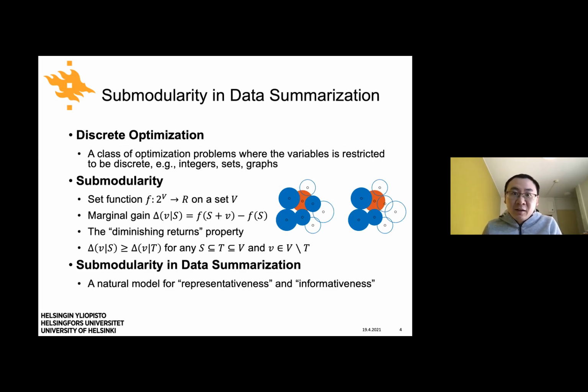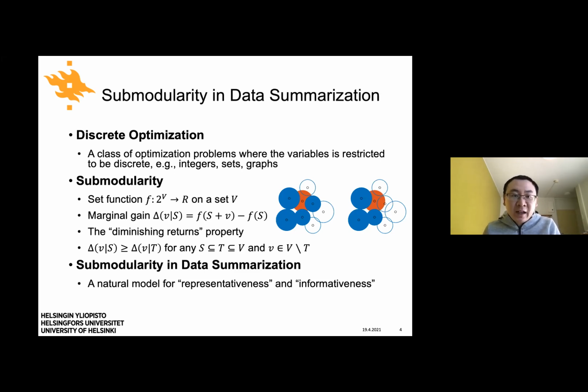I will focus on one major method for data stream summarization based on the concept of submodularity. Submodularity is an important concept in discrete optimization. Here, discrete optimization means a class of optimization problems where the variables are restricted to be discrete, such as integers, sets, and graphs. Submodularity is a notion in discrete optimization, which is defined on a set function that maps a ground set to a real value.